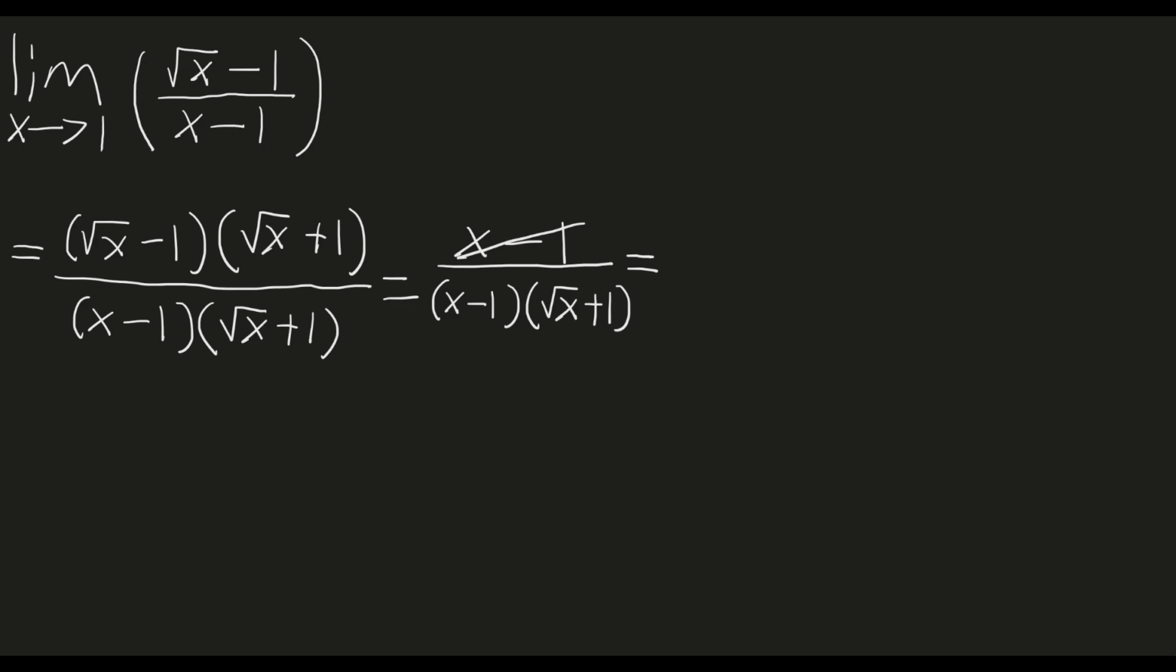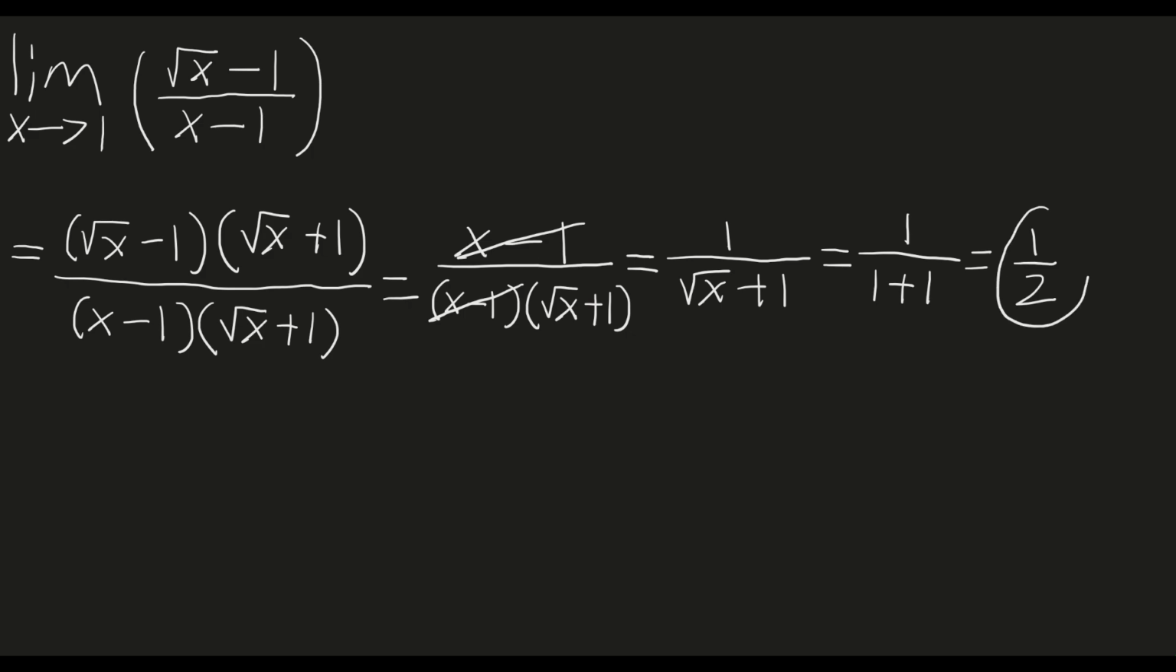Cancel the x minus 1's out. Then we would get 1 over root x plus 1. Now we could plug in 1. We would get 1 over 1 plus 1. And then we would get 1/2. And this is our final answer. I love rational functions. I hope you do too. So without any further ado, let's move on to our last problem.